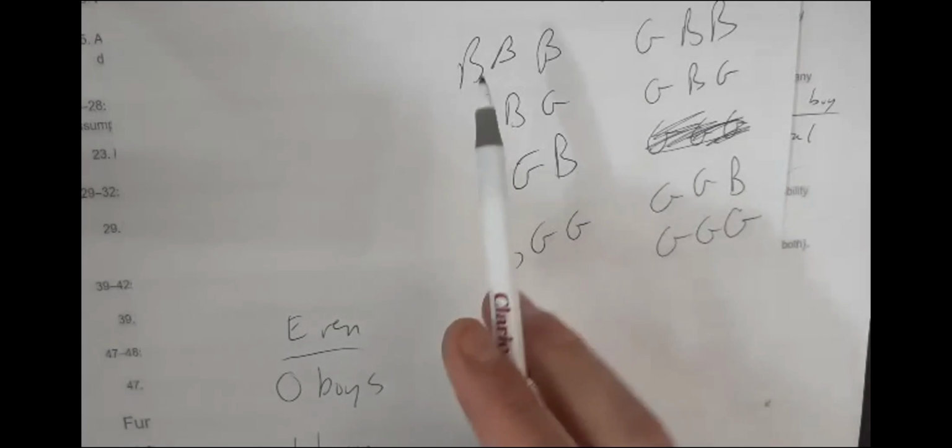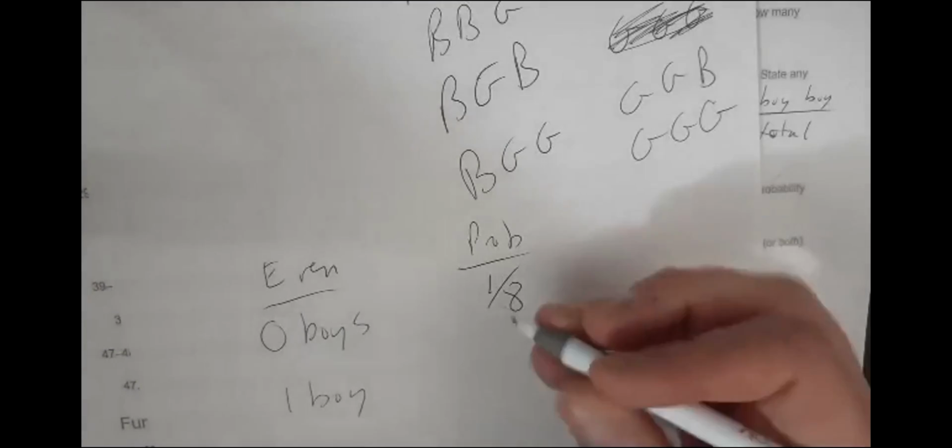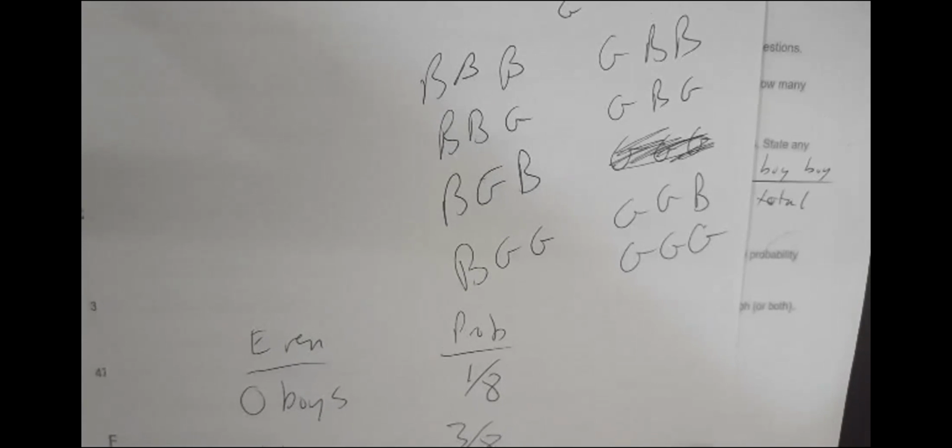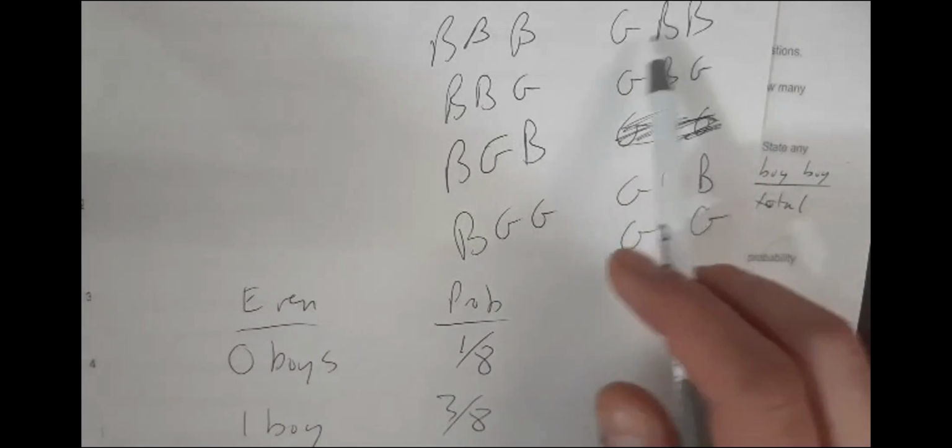How many of the different ones have 1 boy in them? This one, and this one. So I think there's 3 out of them. If you count the 2 boys, I believe there's also 3 of those: 1, 2, and one of them over here, 3. And then 3 boys, I think there's only one way to get 3 boys.